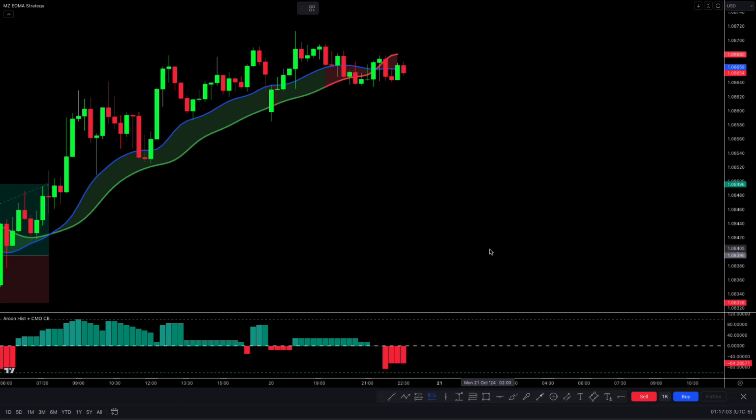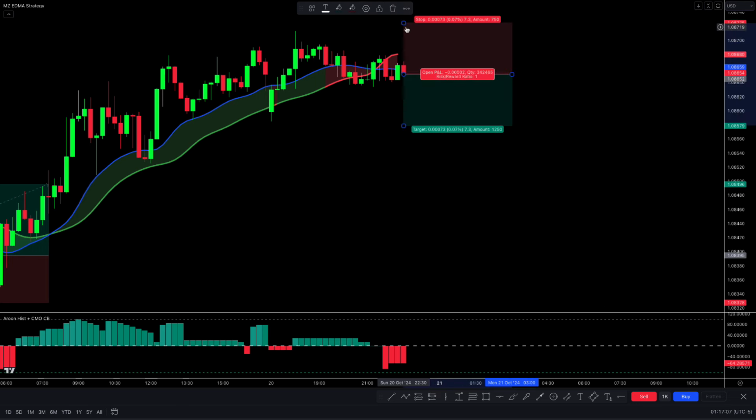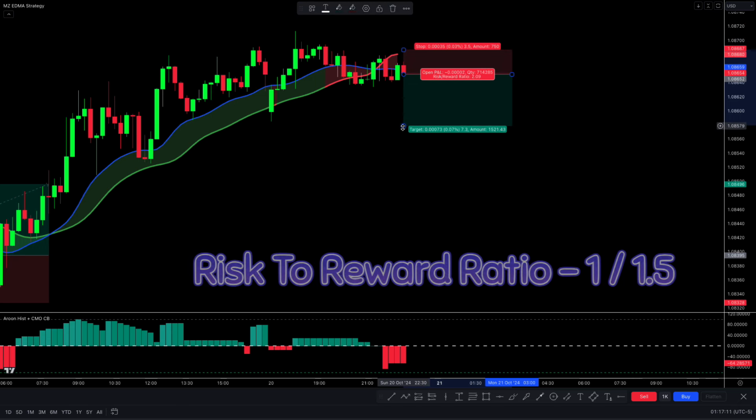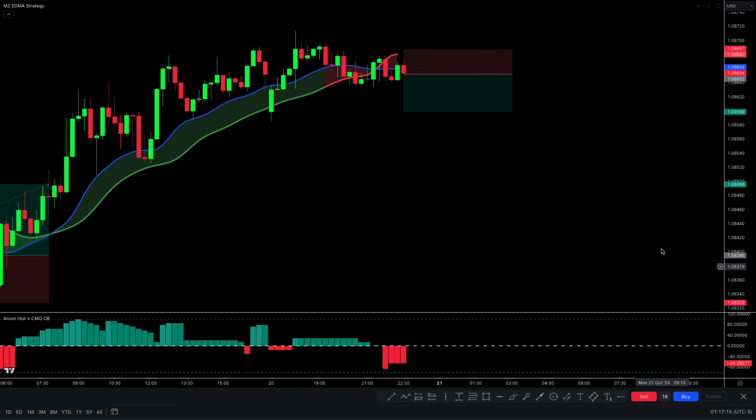And now for the final confirmation, there should be a bearish candle. If this condition is fulfilled, then we will place a sell order. And our stop loss is to be placed above the upper line. And the risk to reward ratio will be 1:1.5. How does this trade play out?